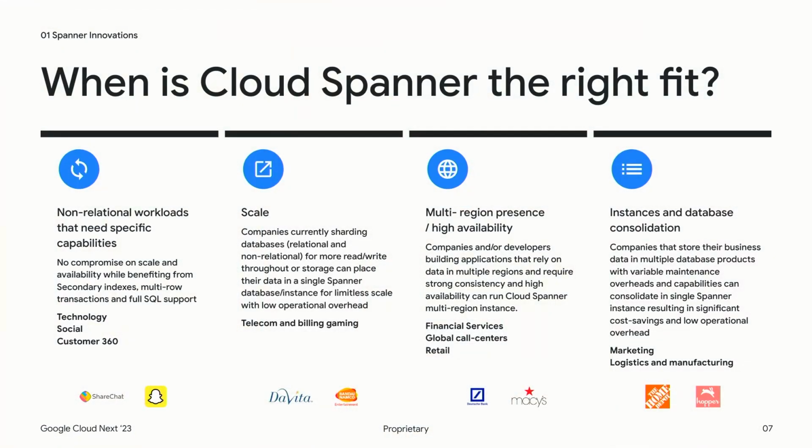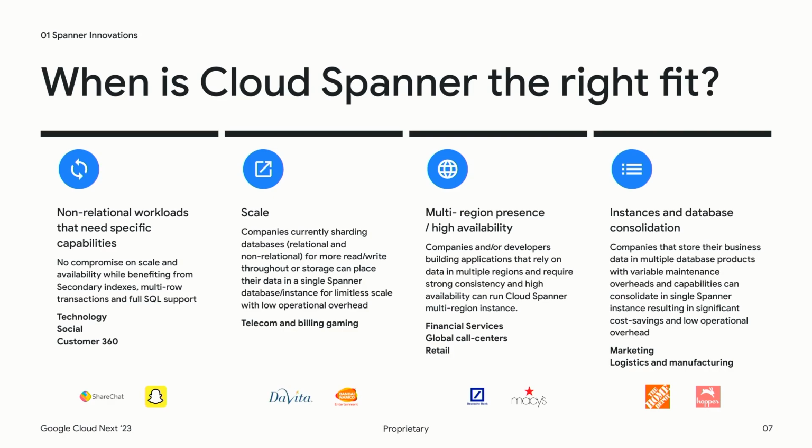Now, oftentimes, when customers find out about Spanner, they come to us and ask us, where is Spanner the right fit? And based on the experience we have working with customers, we categorize Spanner workloads under these 4 categories. So first and foremost, it is for non-relational workloads which need some extra capabilities, whether it's secondary indexes, whether it's transactions, or in certain cases, they need SQL support.